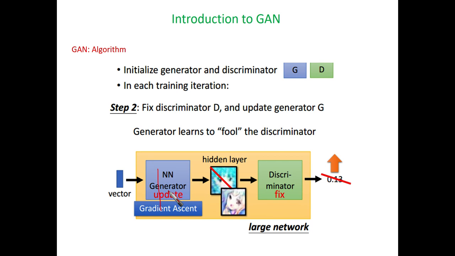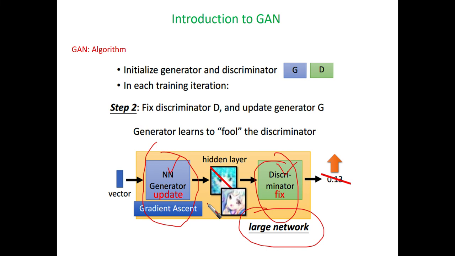Or we can think of this as one neural network, and this as another neural network. Together, we can think of them as a large network. If this is a 5-layer network and this is a 5-layer network, together they form a 10-layer neural network. That means there are many hidden layers behind. This is the input layer, this is the output layer, and there are many hidden layers inside.